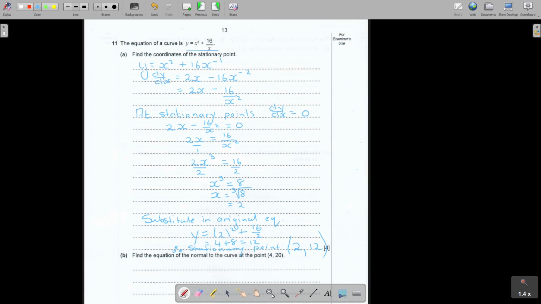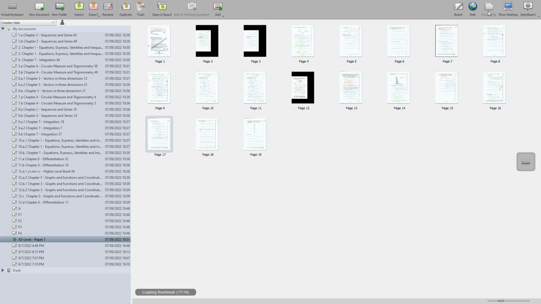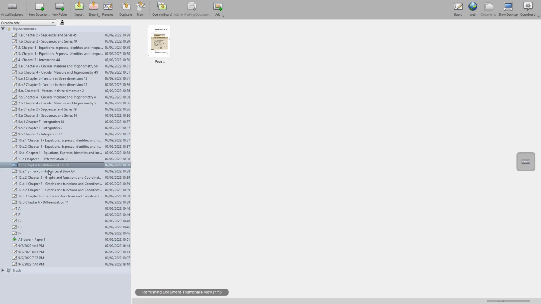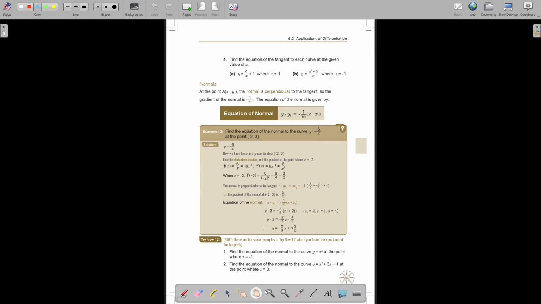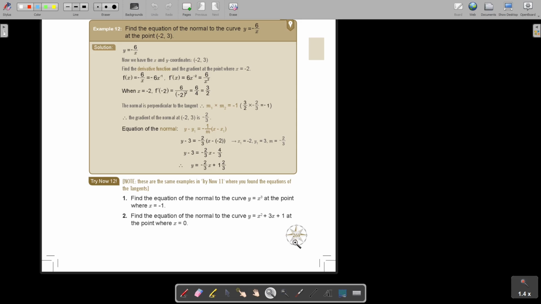Not very difficult, very basic differentiation. Find the equation of the normal to the curve at the point. Now again, I just want to refresh your memory. So let's go back to where we will find this in the textbook. There we will find it. I hope I showed you the previous page also. That was page 269. In the previous page, it was page 285, if I didn't see it.